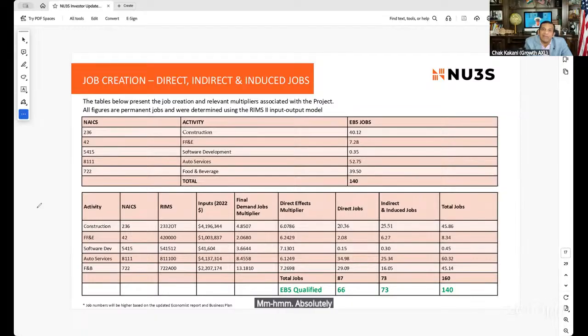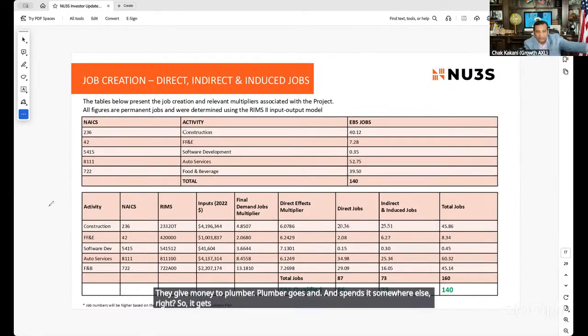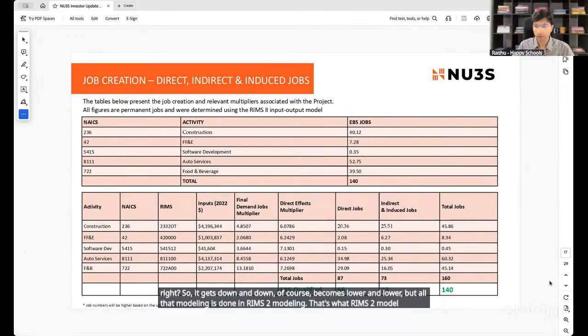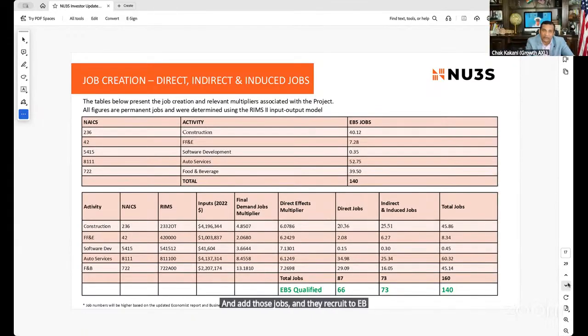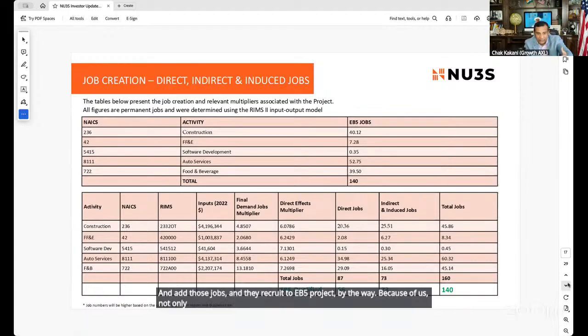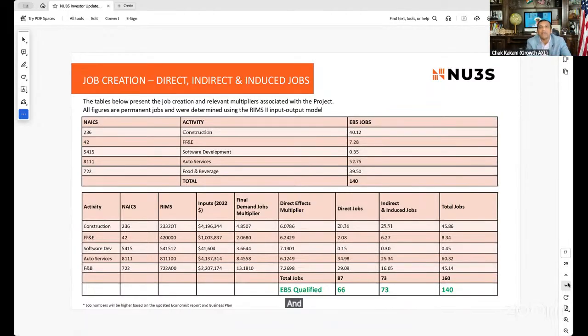Absolutely. And by the way, when they hire the plumber, they give money to the plumber. The plumber goes and spends it somewhere else. So it goes down and down, of course, becomes lower and lower, but all that modeling is done in RIMS II modeling. That's what RIMS II modeling is. Okay, got it. And they add those jobs and they credit them to the EB-5 project, because of us, not only direct jobs, but what those people spend, and what those people spend, the second, third, fourth order consequences in the economy.